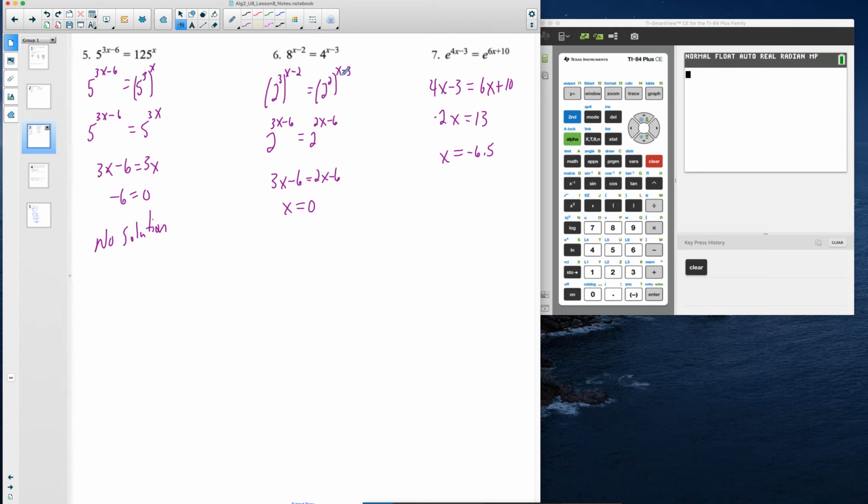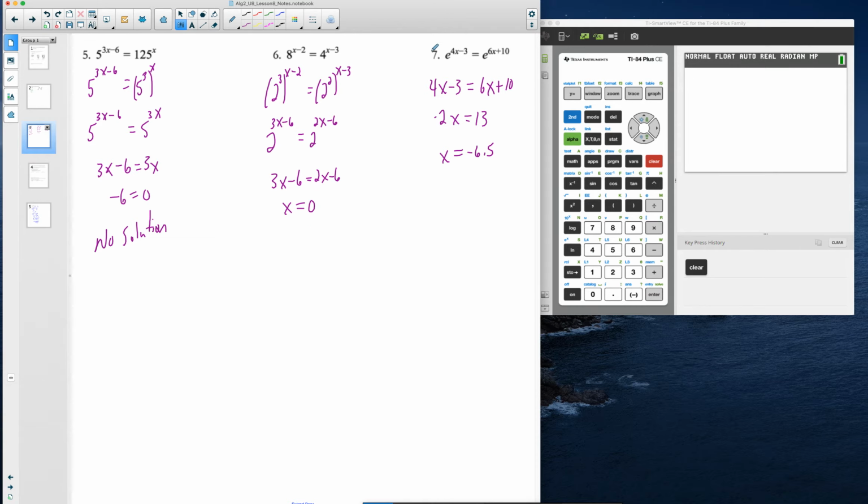And then 2 times x minus 3 would be 2x minus 6. Base on the left matches the base on the right. So 3x minus 6 has to equal 2x minus 6. We subtract 2x from both sides, add 6 to both sides, and we get x equals 0.